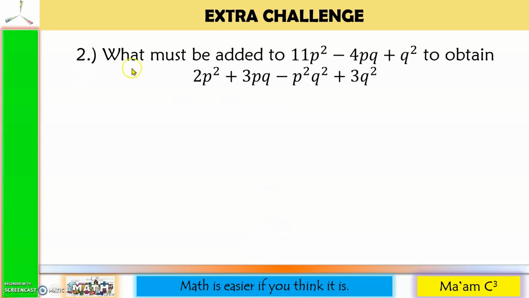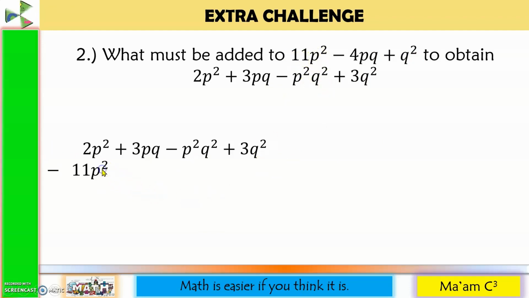Number 2, what must be added to this expression to obtain this expression? So the technique here is we are going to subtract the first expression from the second one. Let's do that. So this is the second expression. Let us align the first expression, 11p squared, and then we have negative 4pq, and then we have q squared. So here. So let us subtract.